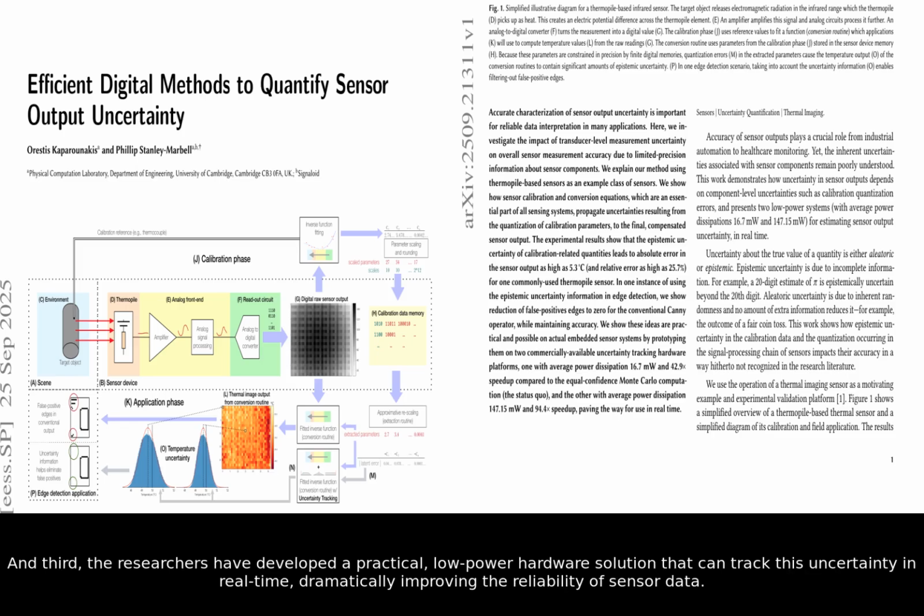And third, the researchers have developed a practical, low-power hardware solution that can track this uncertainty in real time, dramatically improving the reliability of sensor data.